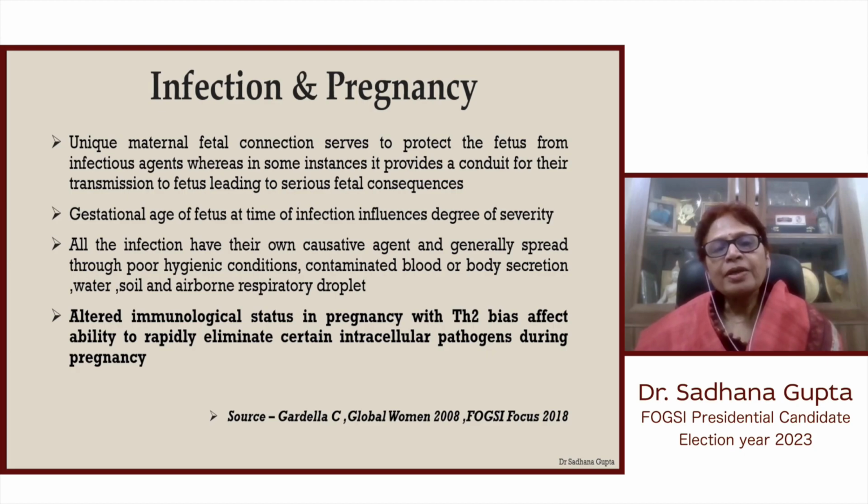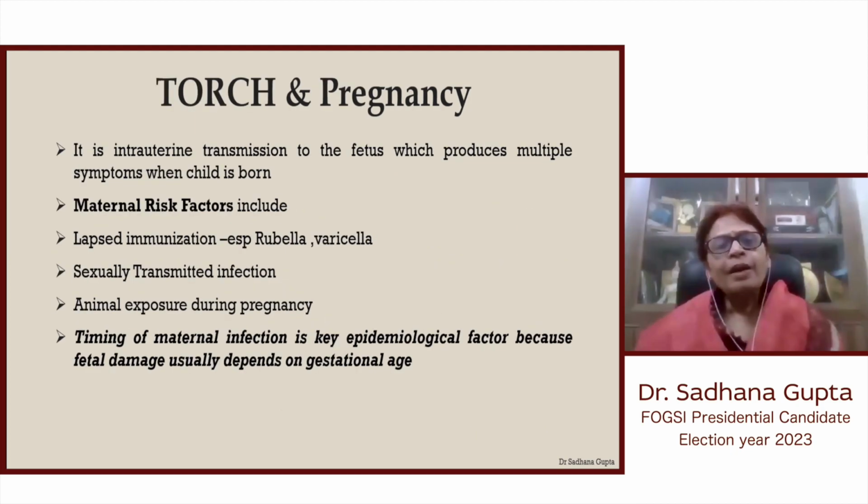What is the altered immunological status in pregnancy? It has a Th2 bias effect. The ability to rapidly eliminate certain intracellular pathogens during pregnancy is affected. So pregnancy is a special situation. TORCH infection might not have that adverse an effect on maternal health, but it has a great impact on the obstetrical outcome. Maternal risk factors are lapsed immunization, sexually transmitted infection, and animal exposure during pregnancy. Again, I emphasize that the time at which the fetus is exposed to maternal infection is very, very important.